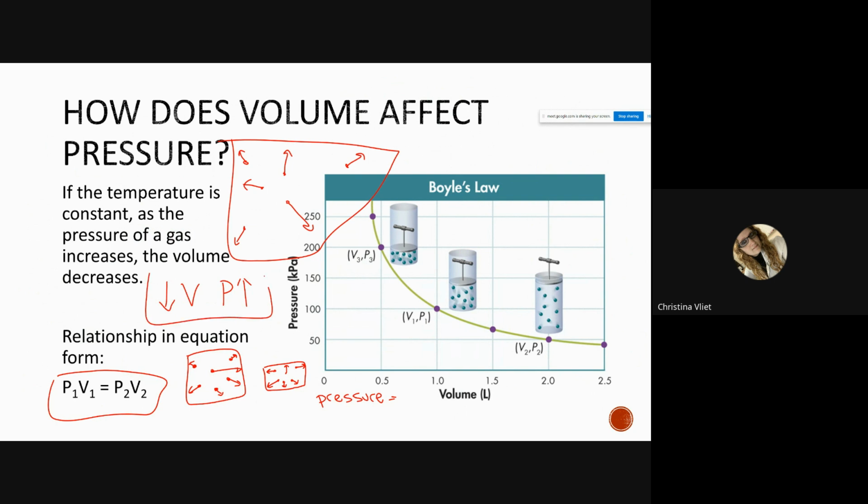So engineers and physical scientists manipulate conditions. They'll manipulate the pressure or the volume to push a reaction to go a certain way, or they'll change the temperature to do the same thing. This is what we call modifying conditions. We can modify conditions to force reactions to go a certain way.